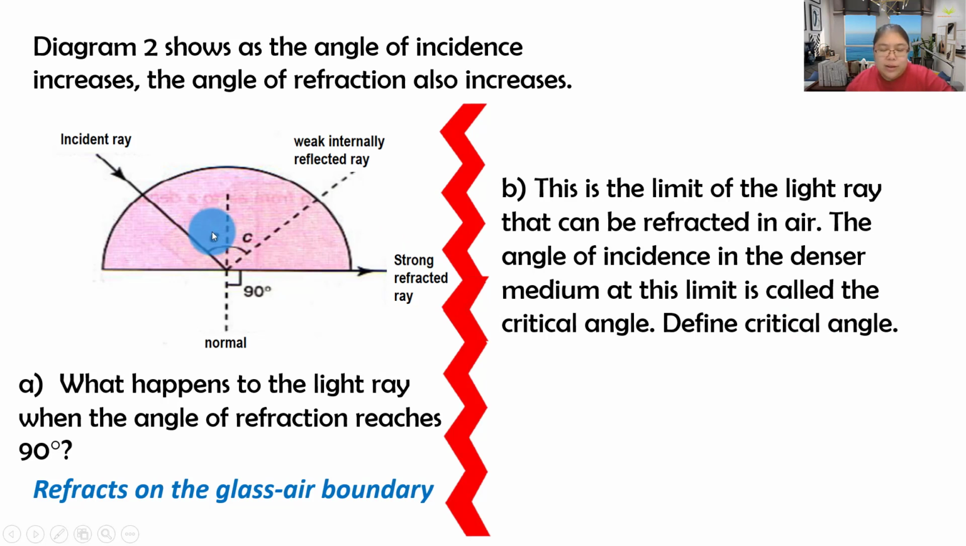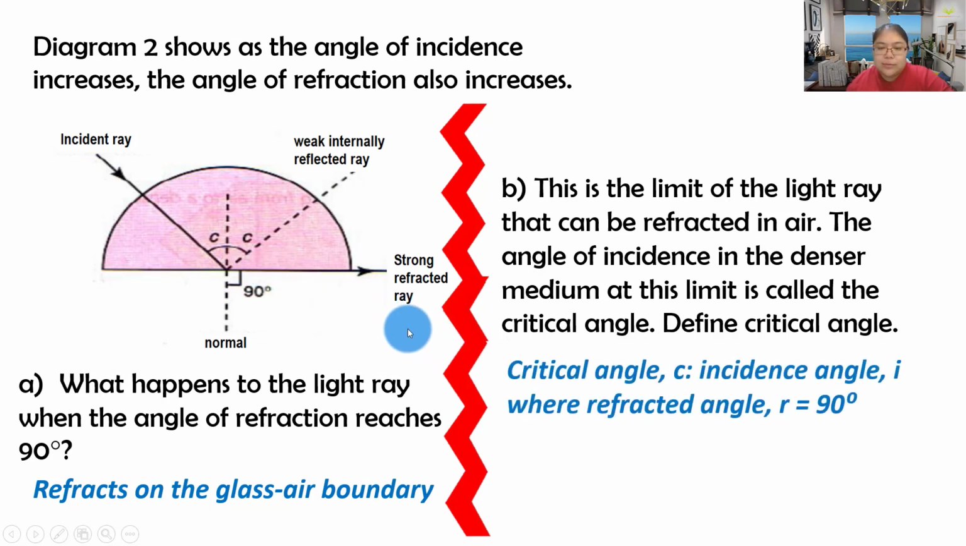We can say the critical angle is an angle of incidence in the denser medium that will make the refracted angle exactly 90 degrees. So this one we call the critical angle. So from here, the critical angle is an incident angle i where the refracted angle is 90 degrees. Not everything we call critical. Just this one situation we call a critical angle.